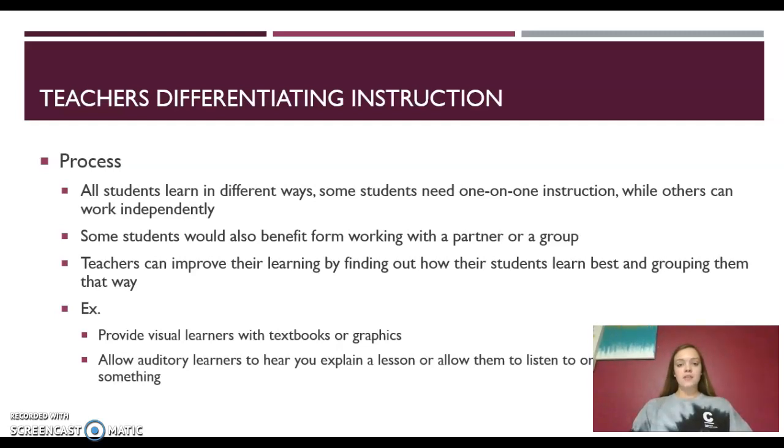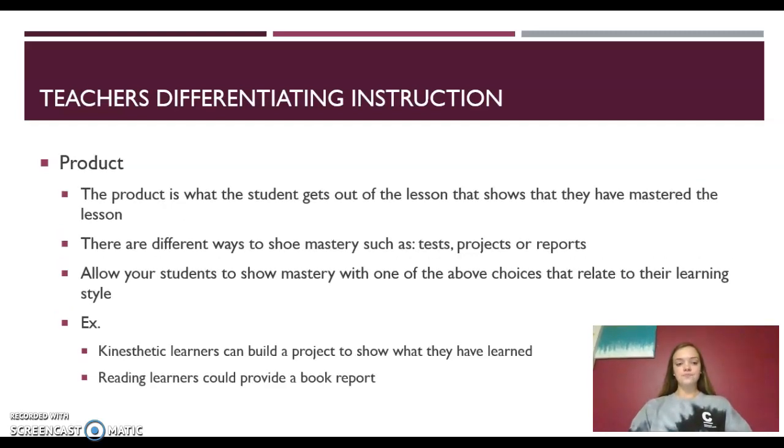An example would be that you should provide your visual learners with textbooks, graphics, or videos that help them visually see what they're supposed to be learning about, and then allow your auditory learners to hear you explain a lesson. They could also watch a video so that they can hear and know how to do their lesson a lot better.